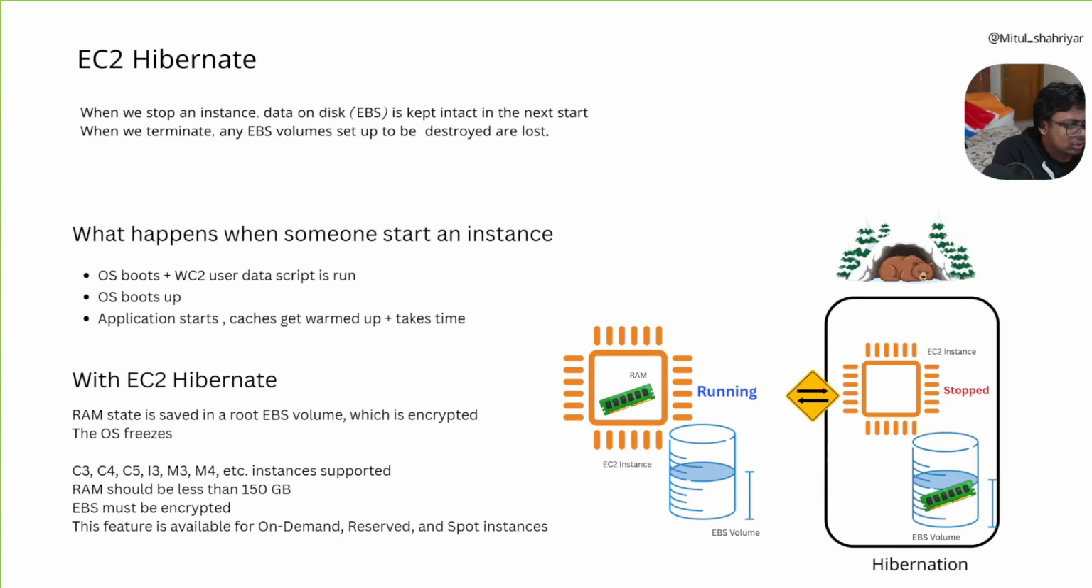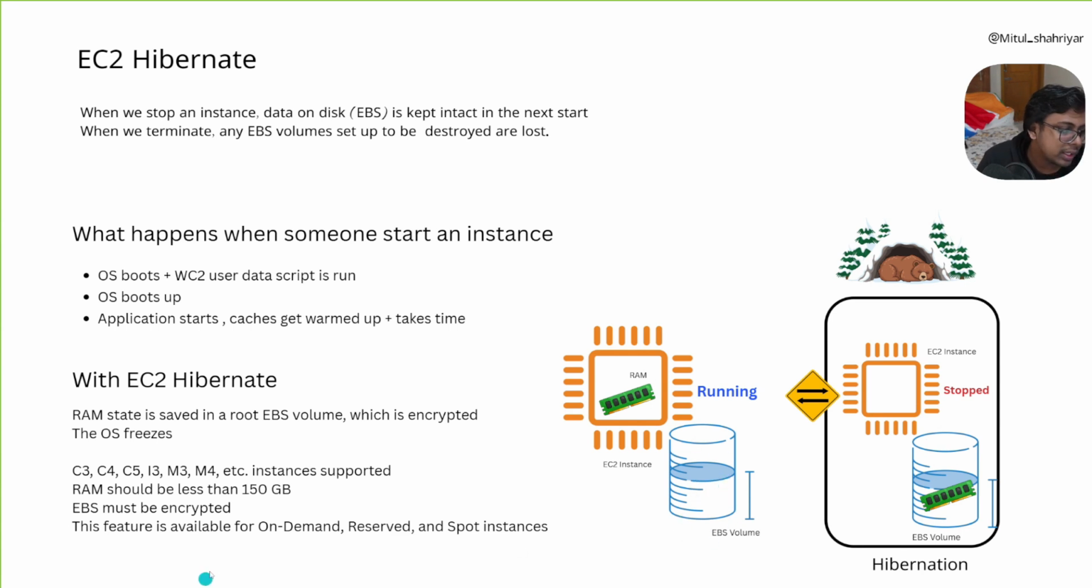Okay, so how this works in general: it works for C3, C4, C5, M3, M4 instances, and the RAM should be less than 150 GB to save the state. And here the EBS must be encrypted. If you have gone through all of my videos, I've shown you from the advanced options that there was an option called encryption and no encryption. We didn't pick that one. But this time, if we want to use the hibernation option, we need to encrypt. Why? You can understand that we are saving our RAM state in the EBS volume, right? That means it is out there, so it should be encrypted so that no one else can use it, right?